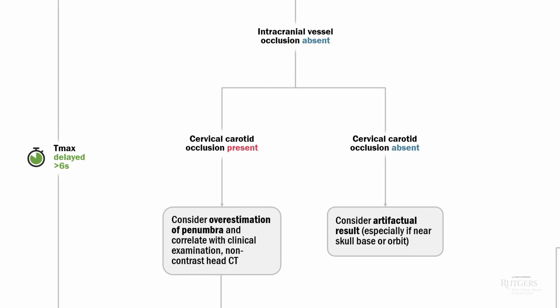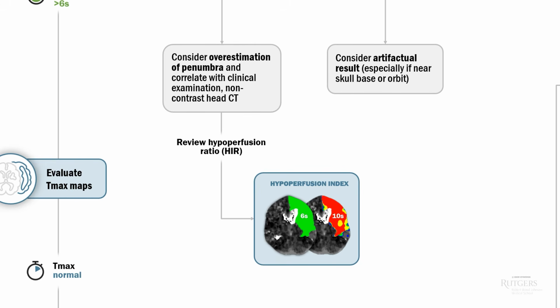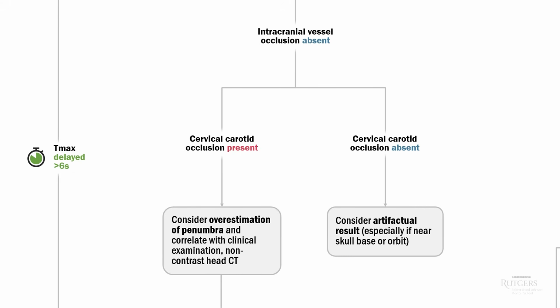But before you call off the intervention, you need to correlate with clinical examination, non-contrast head CT, and review the hypoperfusion ratio. Hypoperfusion ratio is the ratio between Tmax over 6 seconds and Tmax over 10 seconds thresholds. It may provide a clue that a substantial amount of tissue is at an immediate risk of ischemia, like in this example. If cervical carotid occlusion is absent, consider artifactual result, especially if the areas of flow delay are near the skull base or orbits.